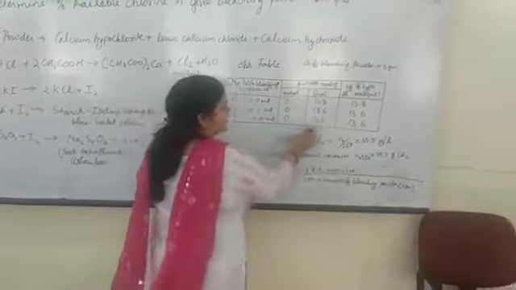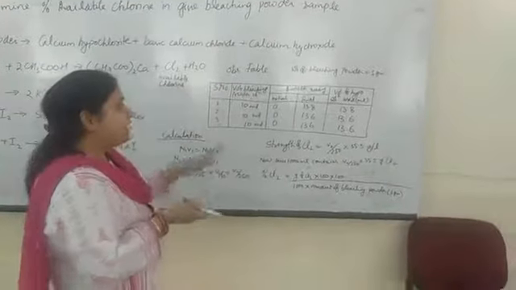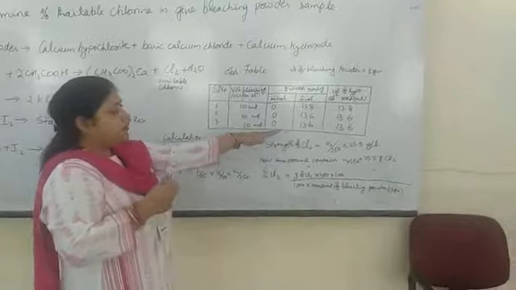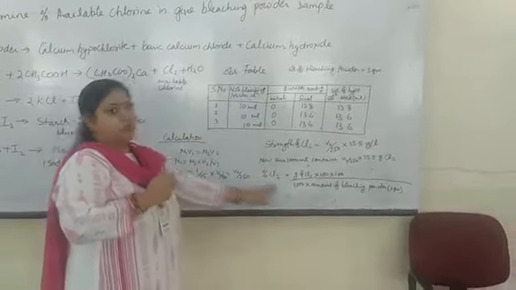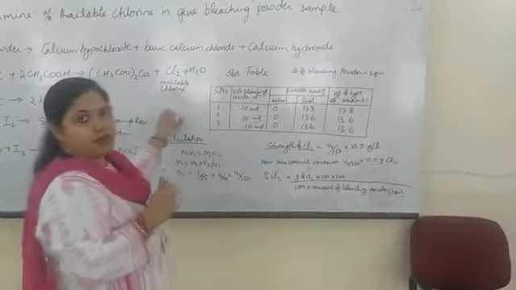So these are the readings, and now you can easily calculate by taking the final reading 13.6. You will get the percent chlorine present in the bleaching powder sample.